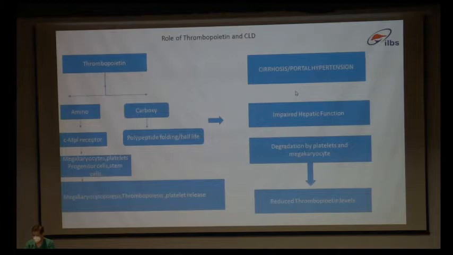Now in cirrhosis, it is debated, but the main reason why thrombopoietin is implicated is because of impaired hepatic function. The liver cell mass is actually reduced, thereby causing a reduction in TPO levels.